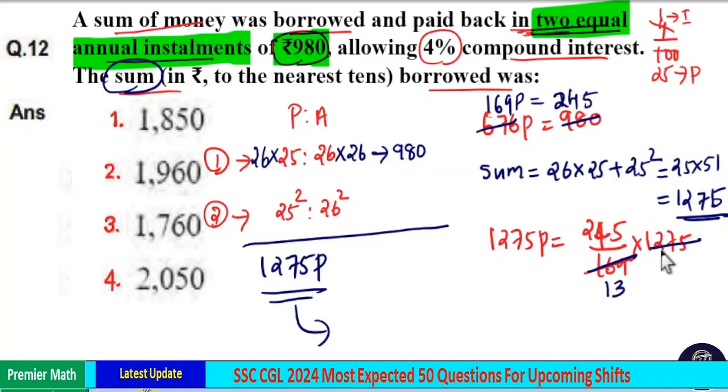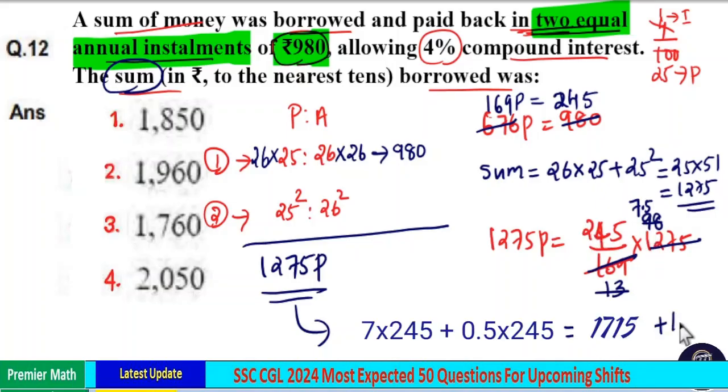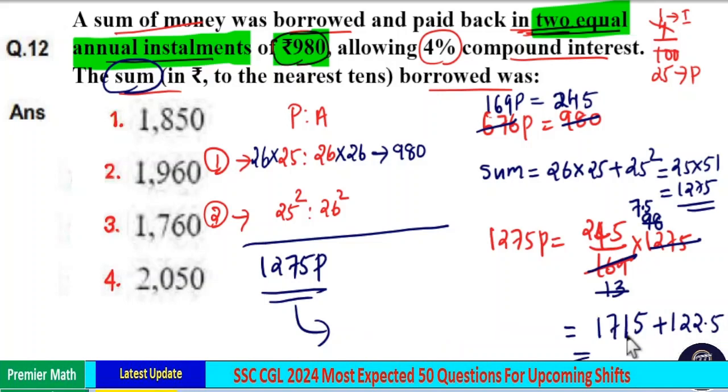13 into 10 is 130. So 13 into 9 is 117. Remaining 10. So 13 into around 8 is equal to 105. So here again if I cancel with 13, 13 into 7 is 91, remaining 7. So 13 goes around 7.5 times in 98. Now 7.5 into 245 is equal to 1715 plus 122.5. Now this is around 1800. So nearly 1800, which is equal to option 1. So option 1 is your answer, or your answer is 18.